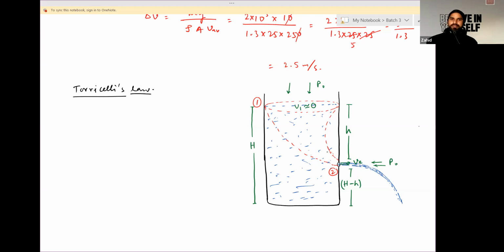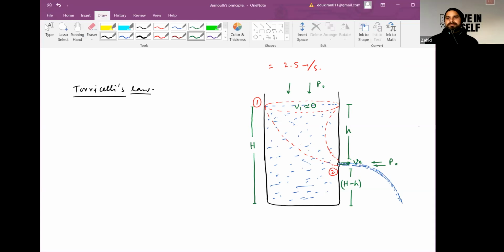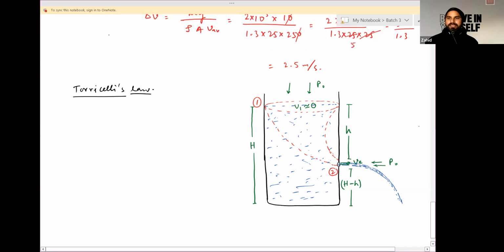Do you have any doubt till this point? What I have assumed? Atif?